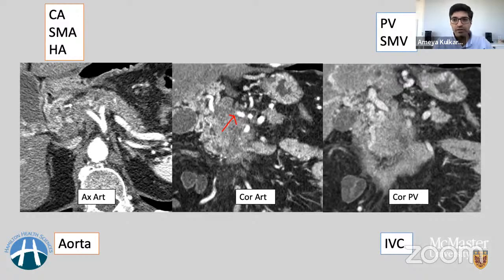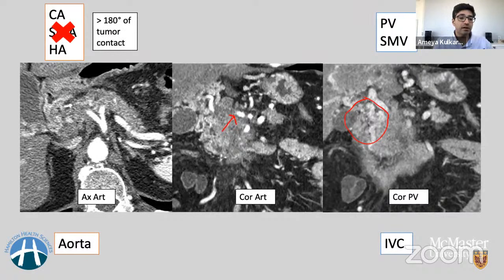I'm not 100% sure how you see it on your image, but if you look at this coronal portal venous phase image, look at how many collaterals have developed here, which itself means that the portal vein is going to be obstructed in this case. It's completely occluded, which is nothing but your portal venous involvement. So more than 180-degree circumference of the vessel, so nothing but encasement.